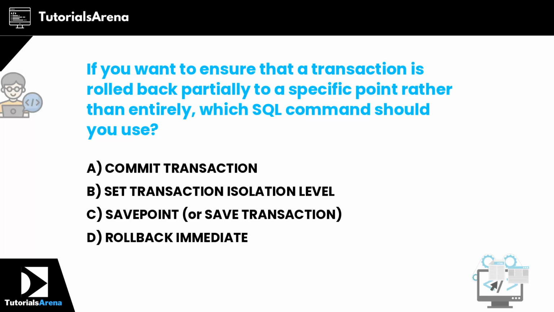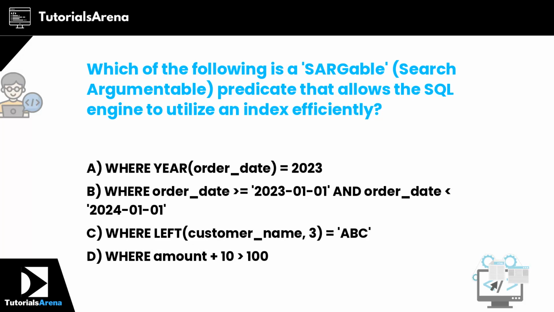If you want to ensure that a transaction is rolled back partially to a specific point rather than entirely, which SQL command should you use? Answer is C. SAVEPOINT or SAVE TRANSACTION. Which of the following is a SARGable (search argumentable) predicate that allows the SQL engine to utilize an index efficiently? Answer is B. Where order_date >= January 1st, 2023 and order_date < January 1st, 2024.